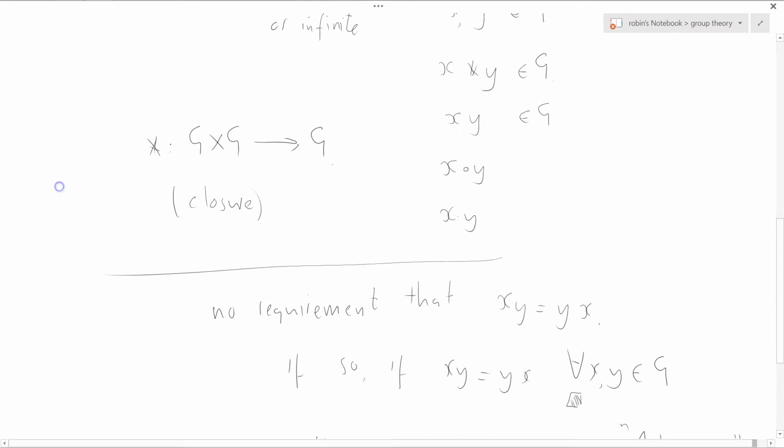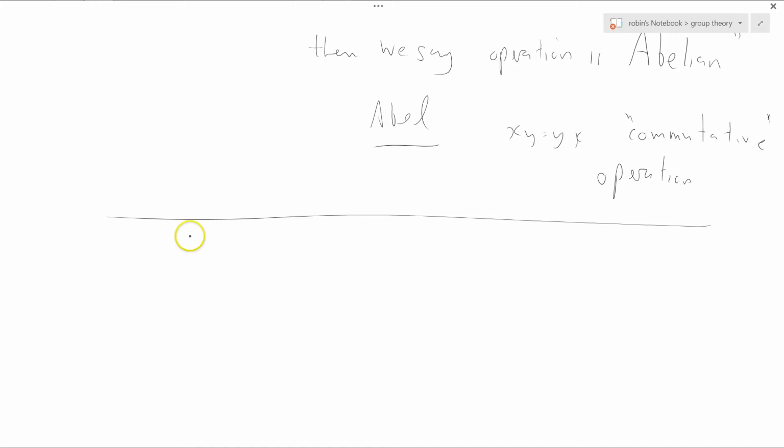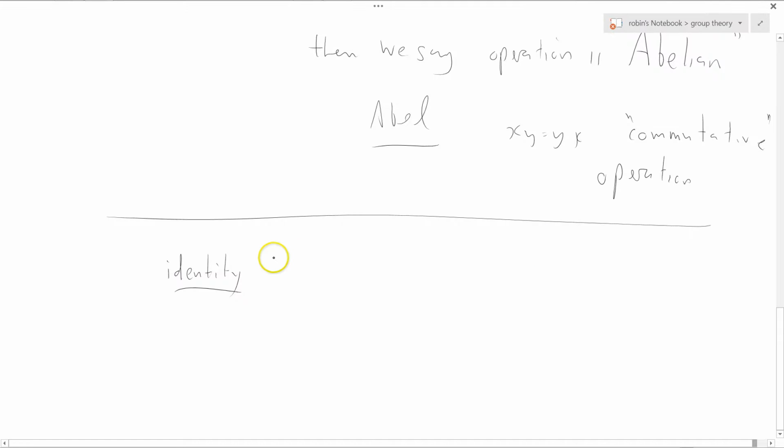That's not really enough to get going. There's not enough here to say anything intelligent about anything from that. So we need to place some restrictions. So the first restriction is identity, and this is an axiom. So there exists e in the group such that for all x in the group, xe equals ex equals x.